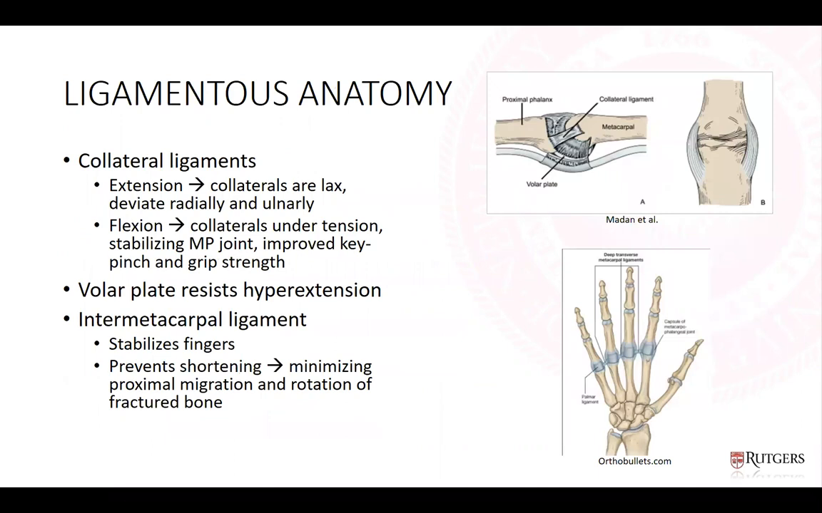The ligamentous anatomy: the collateral ligaments are important for MP joint motion. In extension, they're lax and they can deviate more radially and ulnarly. In flexion, the collaterals are under tension, which stabilizes the MP joint and improves key pinch and grip strength. The volar plate resists hyperextension, and then the intermetacarpal ligament stabilizes the fingers and prevents shortening with these injuries.